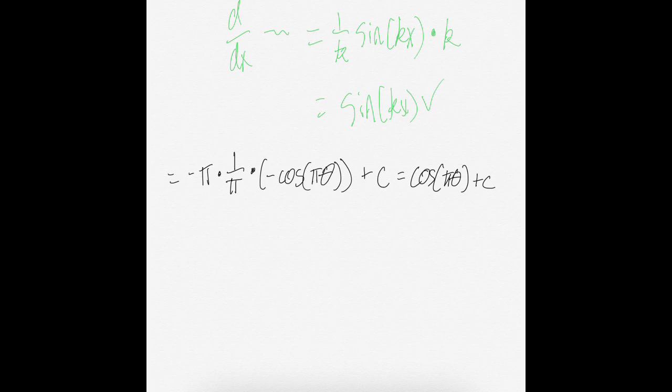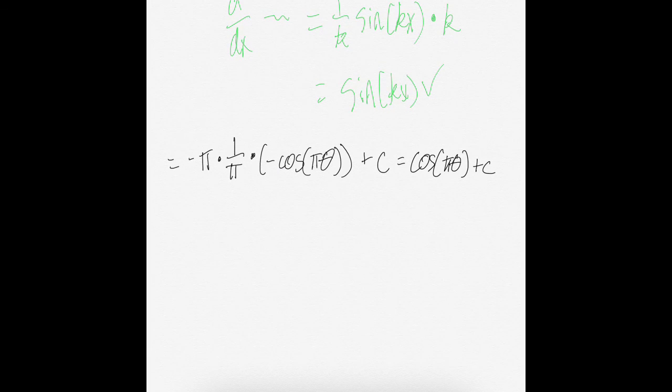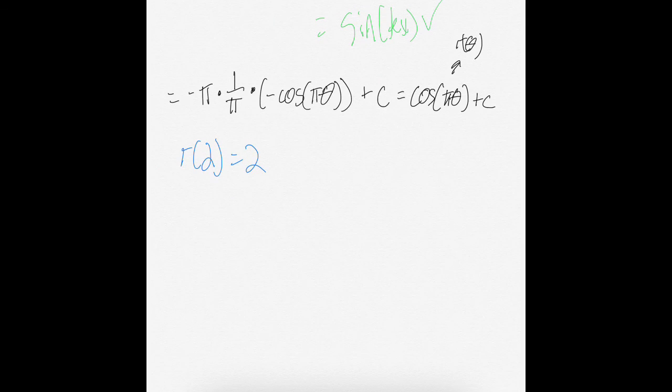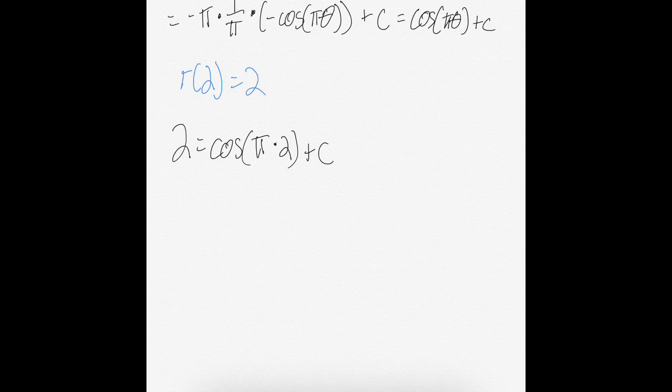And now I can simplify this a bit. I've got pi, then I'm dividing by pi, and I have a negative. I've got two negative signs, and so this actually just comes out to cosine pi theta plus c. Is that right? Yes, it is right. I doubted myself for a second. Okay, so this is r of theta.